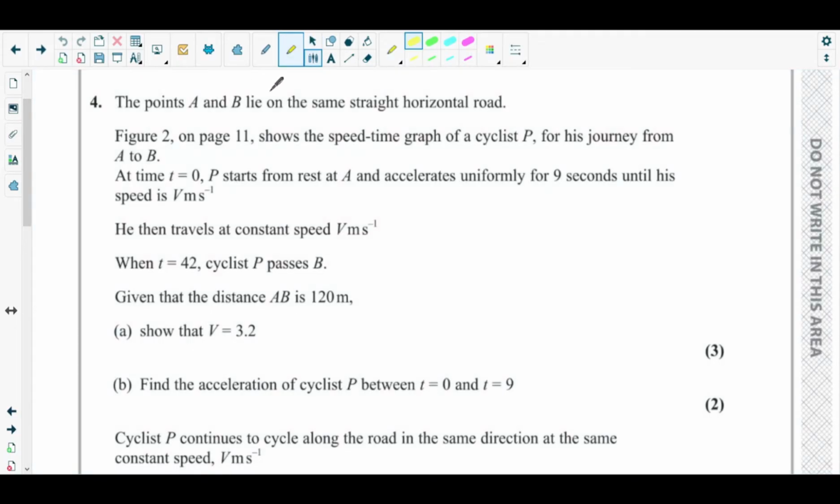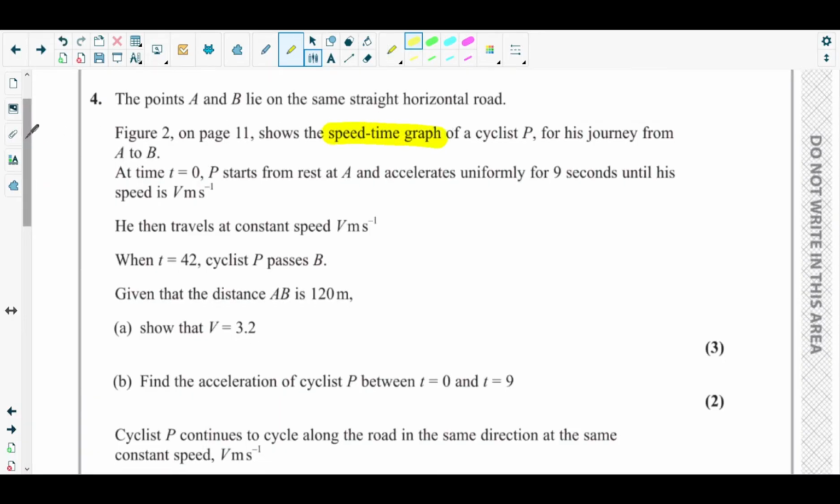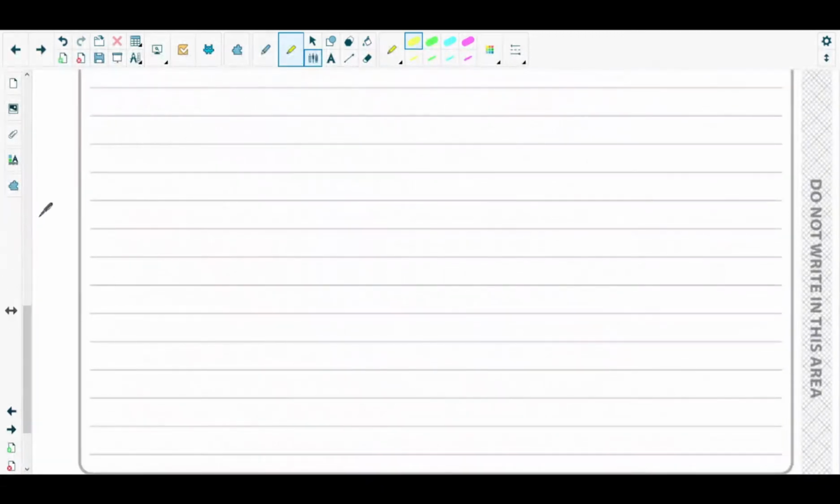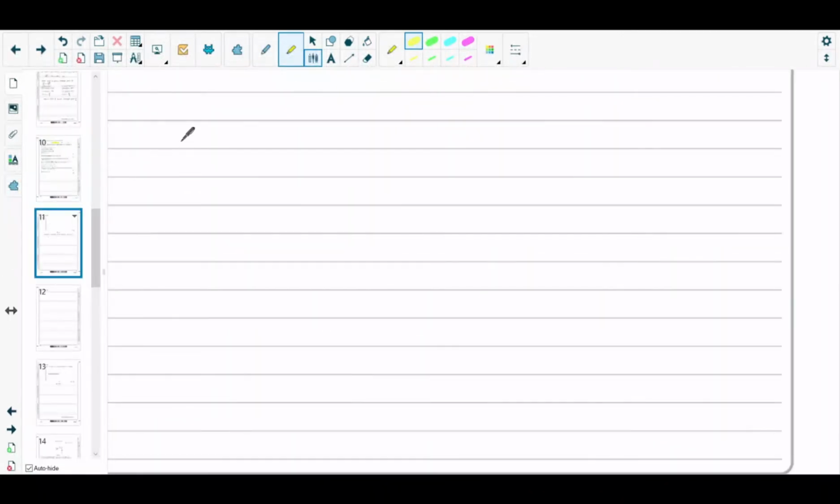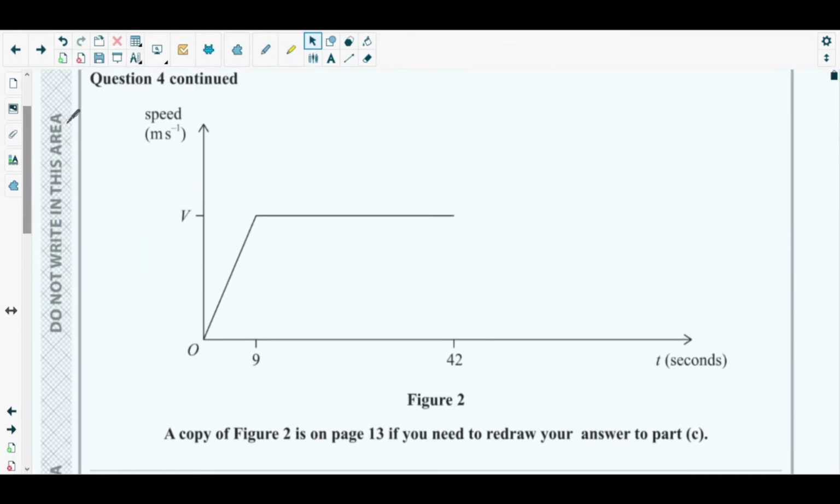The points A and B lie on the same straight horizontal road. Figure 2 on page 11 shows the speed time graph. Where's page 11? It's basically the next page. Okay, so this is figure 2. We can see on the screen a speed time graph is given.